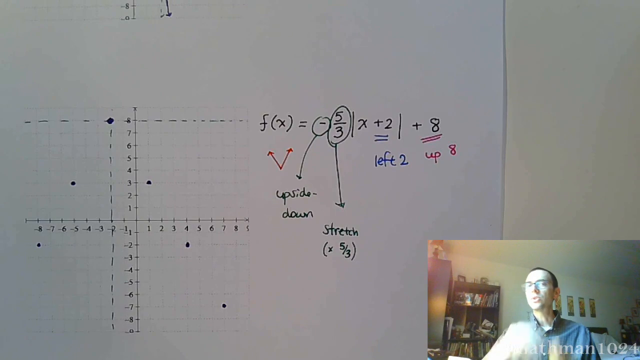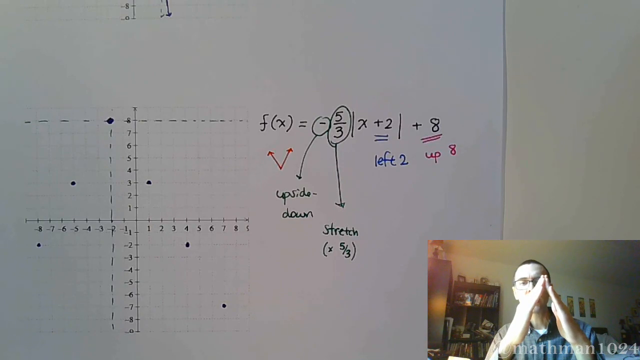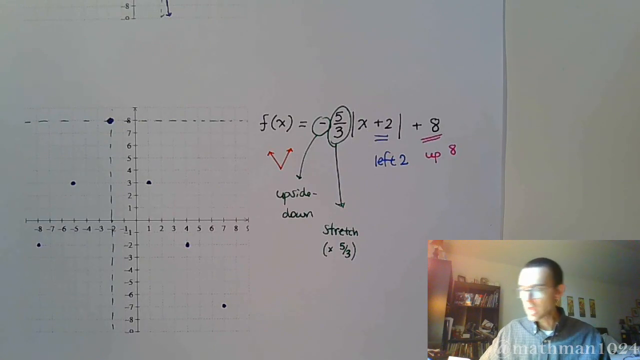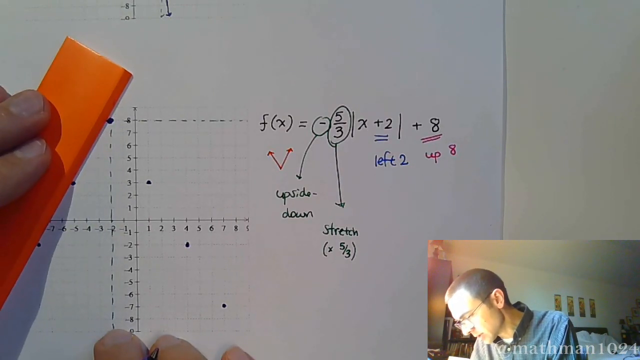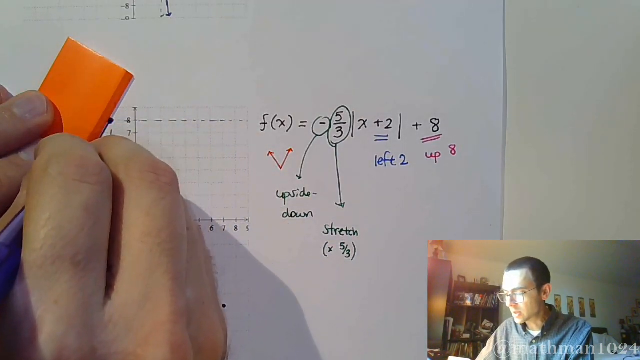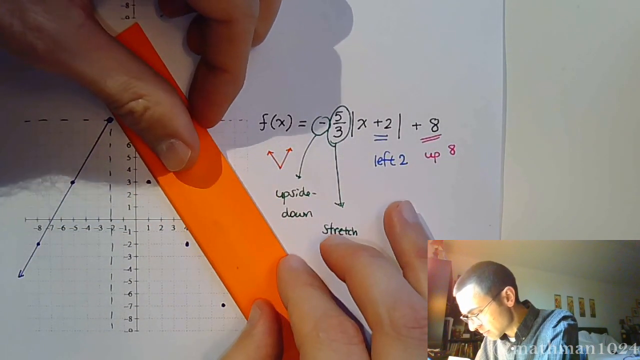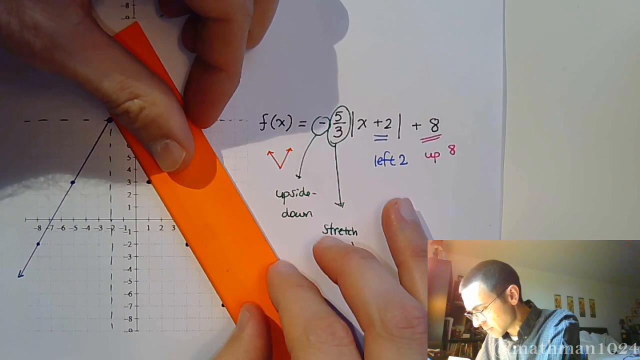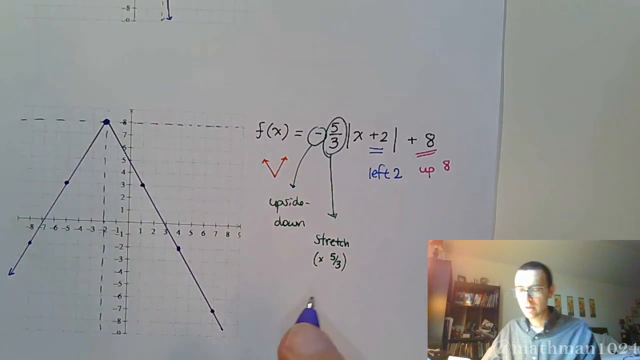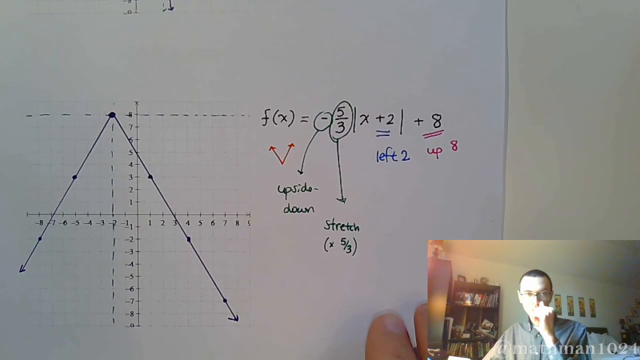So I hope that you guys can see that we took this absolute value, turned it upside down, stretched it a little bit, then we slid it to the left 2, up 8. And then we finish this just by connecting the dots. And we can use a straight edge, as I've mentioned, because of the way the absolute value is made up of linear pieces. So there we go. Doesn't that look beautiful?